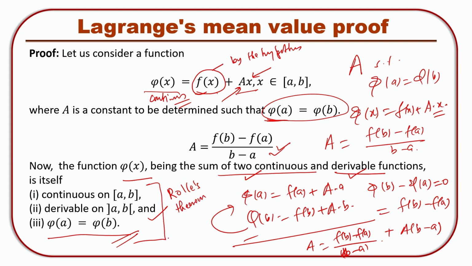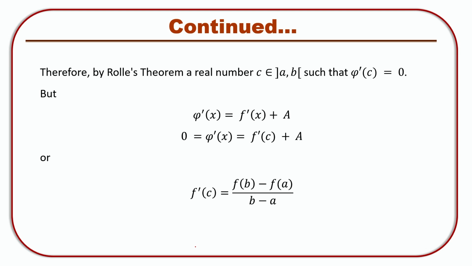So we have phi x as a function which is continuous in a closed interval, differentiable in an open interval, and the end points are equal. So this is Rolle's theorem. By Rolle's theorem, we know that there must exist some point c in (a, b) such that phi dash of c is equal to 0. So we are going to use that, right? c lying in the open interval such that phi dash of c is equal to 0.